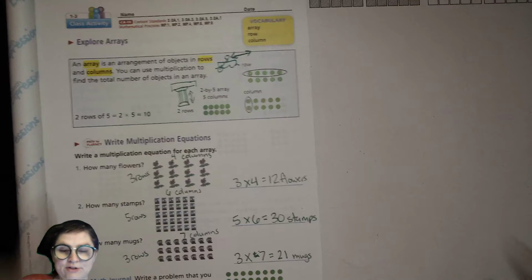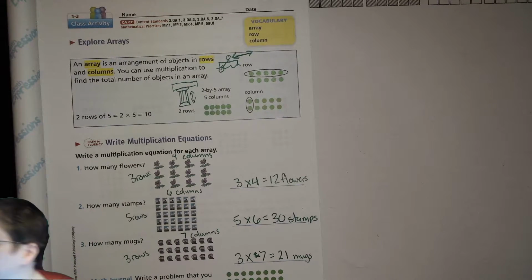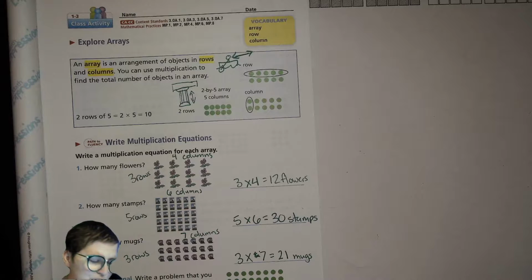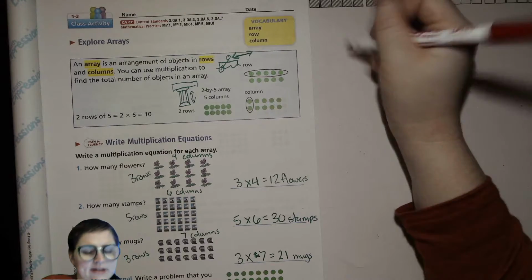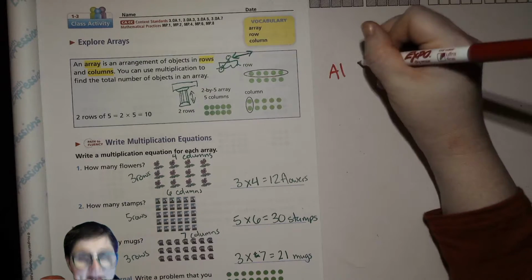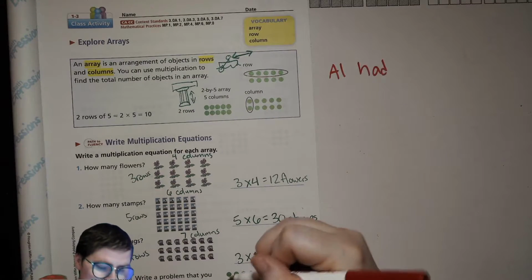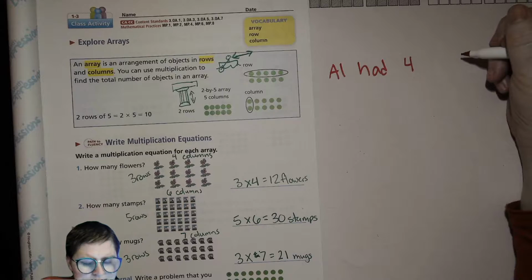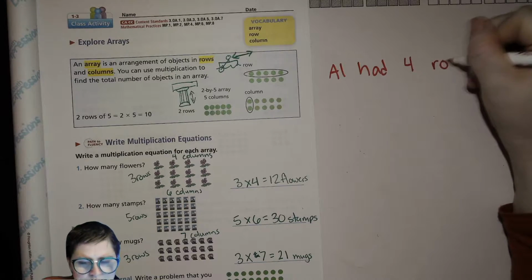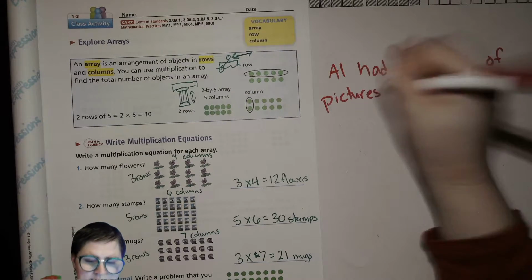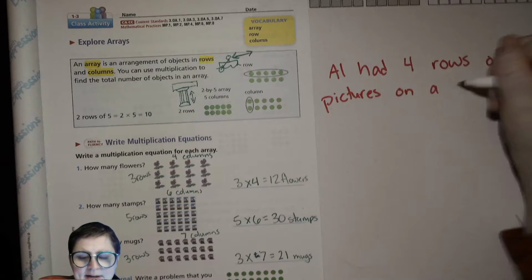I'm not going to write in a math journal, but I can write my potential word problem on my math board. It says, write a word problem that you can solve using this array. Show how to solve your problem. So you could say, Al had 4 rows of pictures on a photo banner.